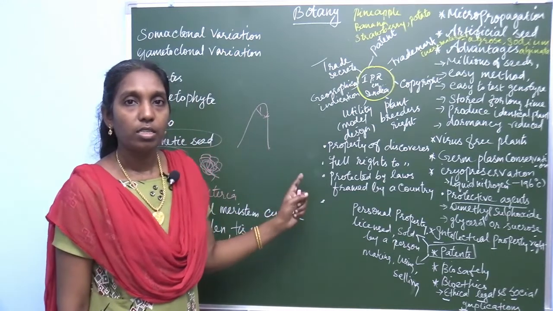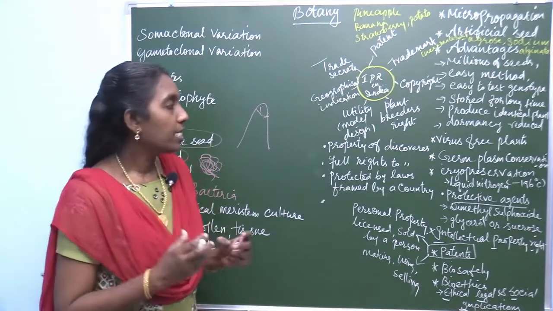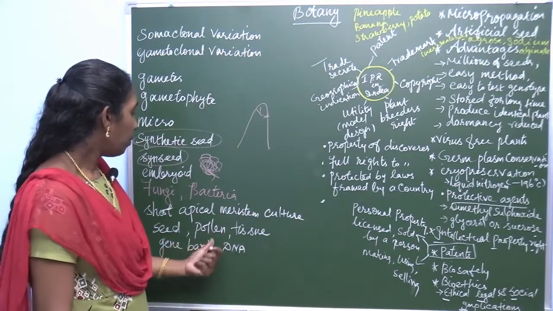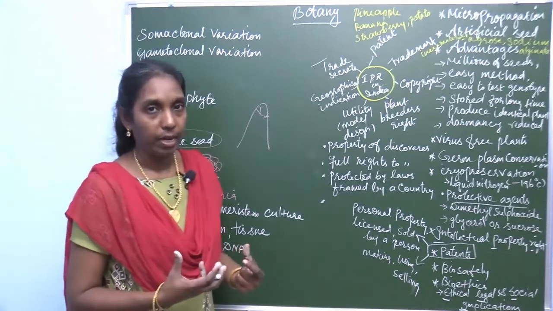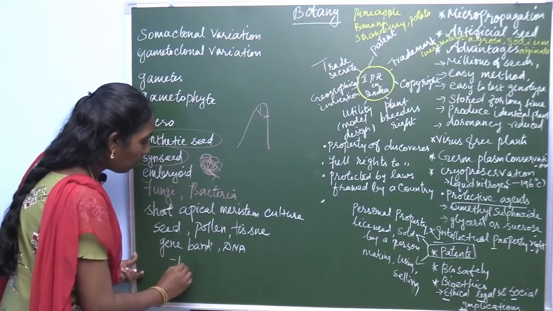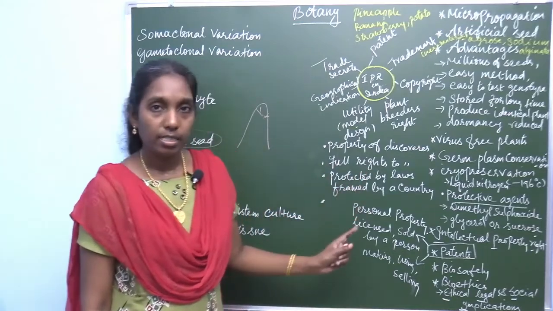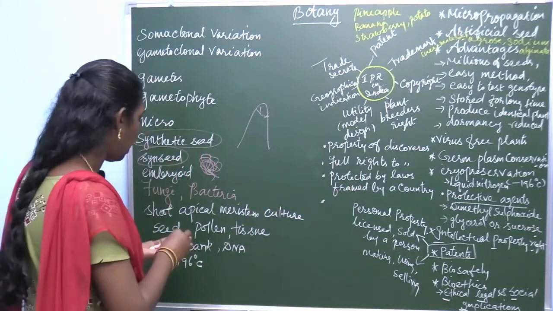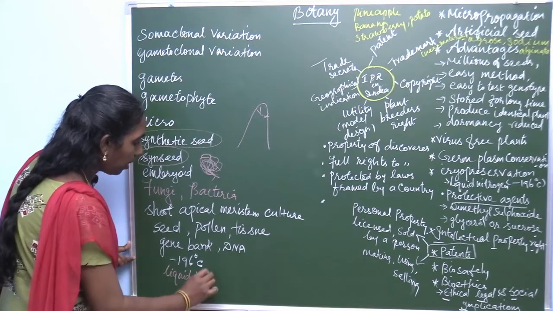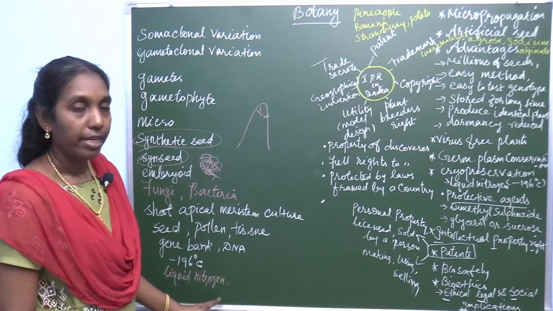Cryopreservation, in the first chapter you learned this question, what is meant by cryopreservation? It's the process of preserving plant materials like seed, pollen or tissue or any part of the plant at a very low temperature like minus 196 degrees Celsius, in liquid nitrogen. It's stored in liquid nitrogen. It's the preservative agent, liquid nitrogen.